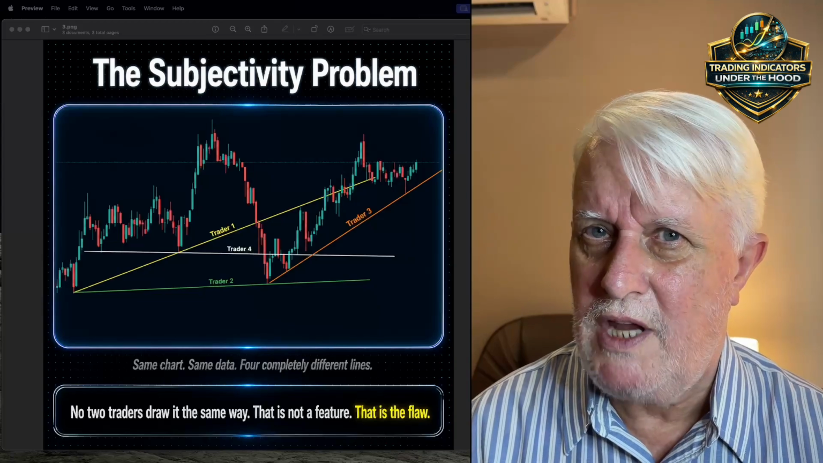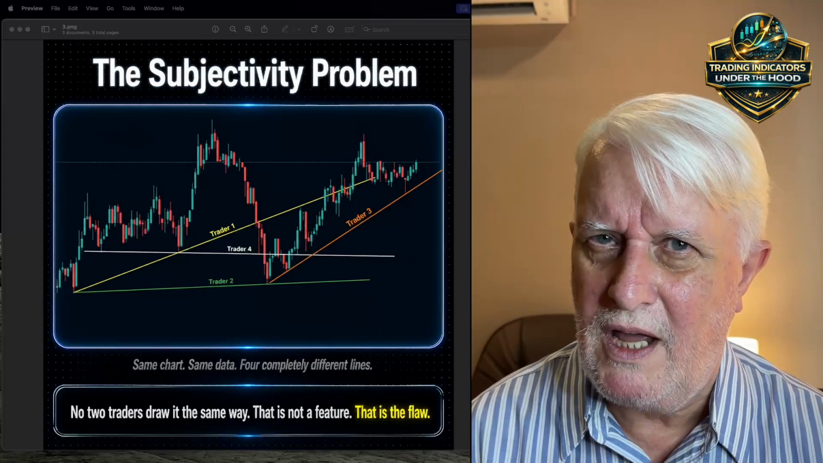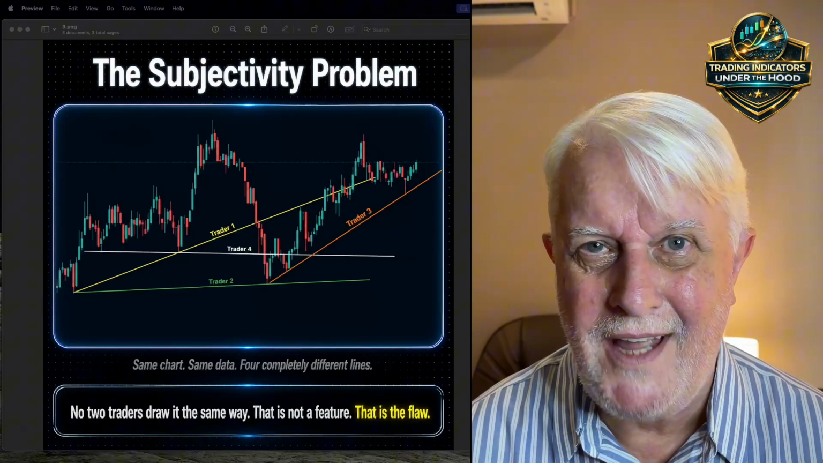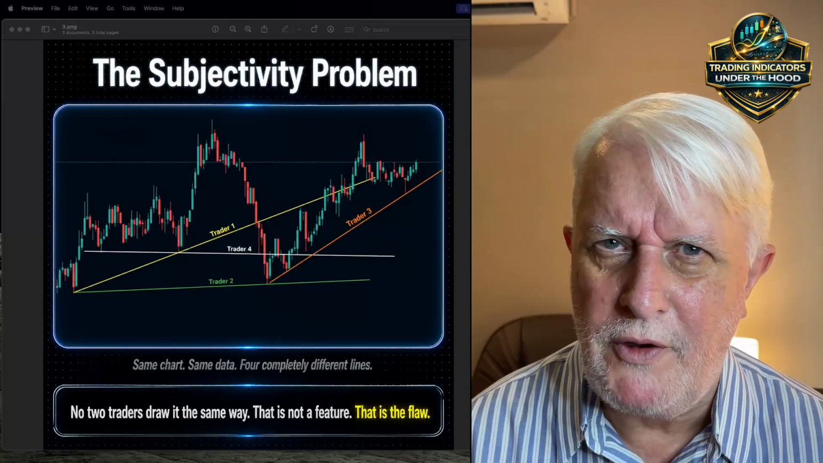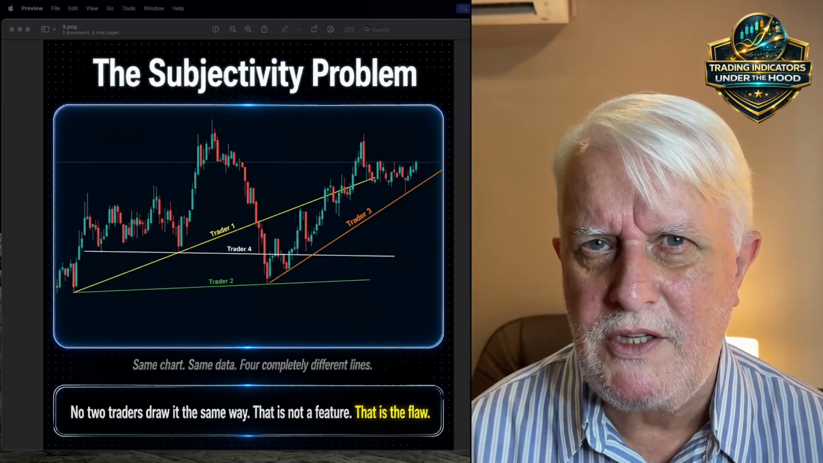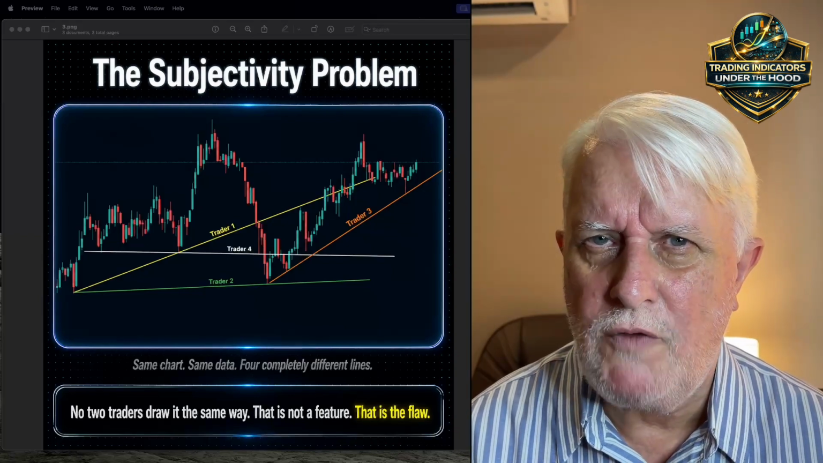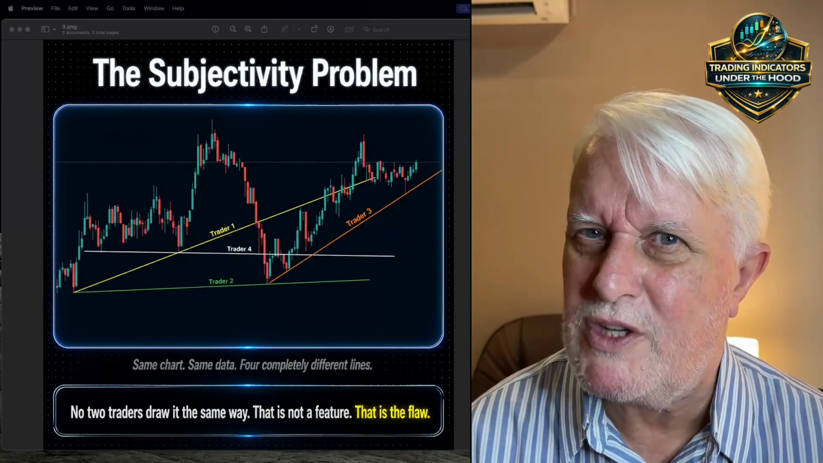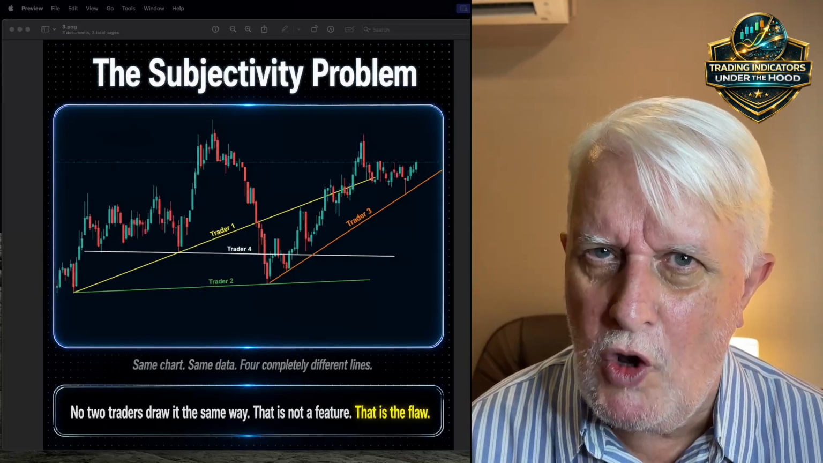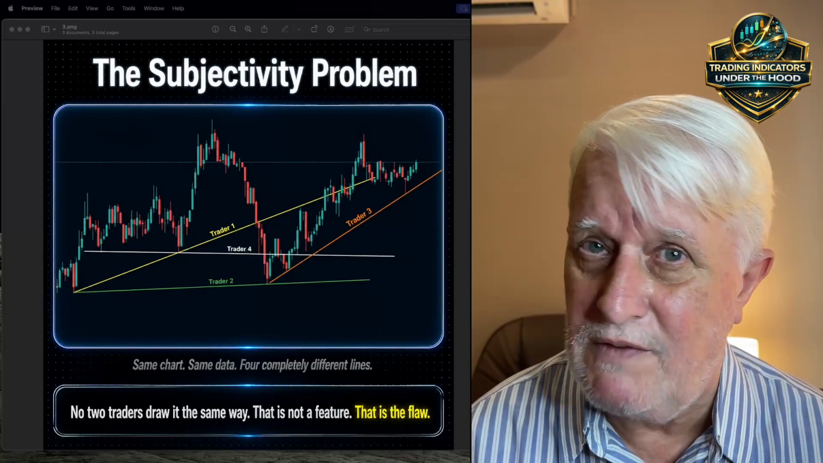Show 10 traders the same chart and ask them to draw a trend line. You'll get many different lines. Do you draw through the wicks or the candle bodies? Do you use the closing prices or intraday highs and lows? Do you anchor from the most recent swing high or the most significant one? There is no formula, no calculation, and there's no objective answer.